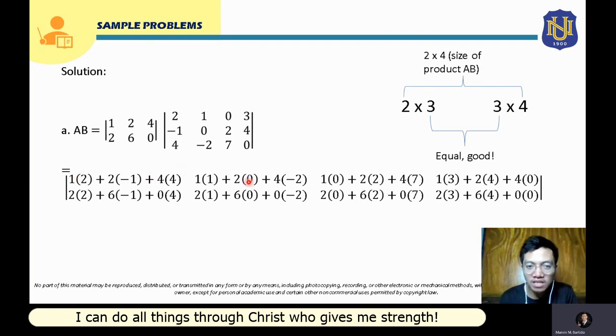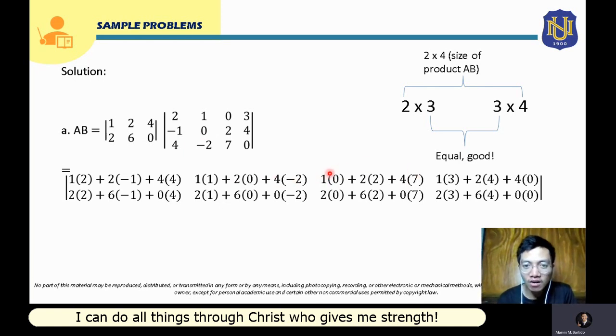Now for this element, since it is located in the first row and second column, we are just going to multiply the first row in the first matrix to the second column of the second matrix. So that will be this row and this column. That will be 1 times 1 plus 2 times 0 plus 4 times negative 2.